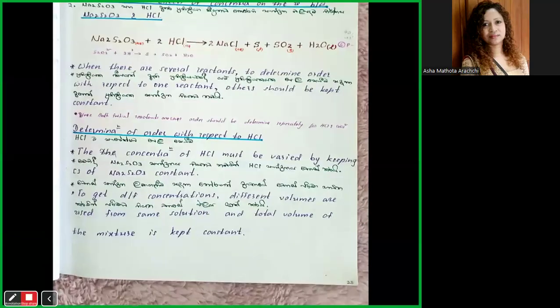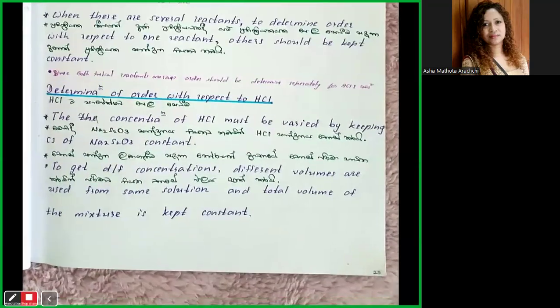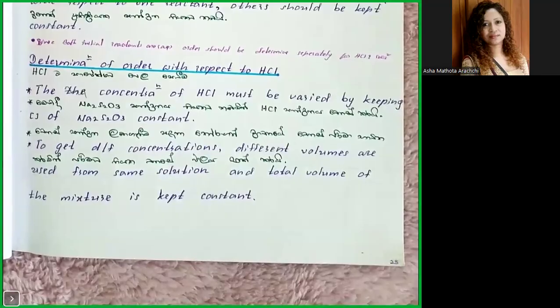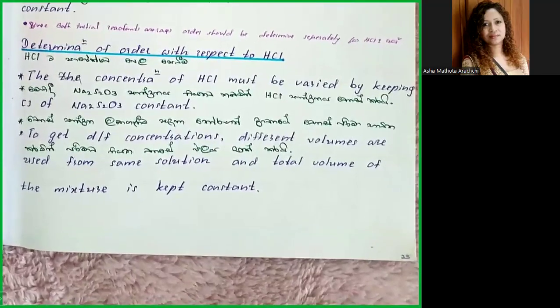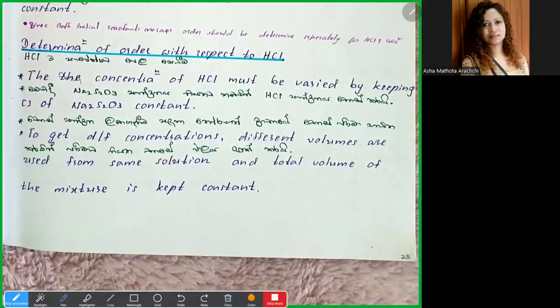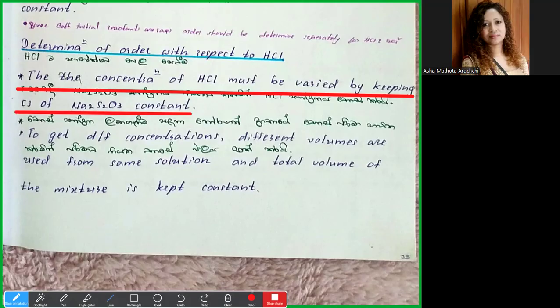Okay, so let's write points. You have written the topic: Determination of order with respect to HCl. Let's write points. The concentration of HCl must be varied by keeping the concentration of sodium thiosulfate constant.